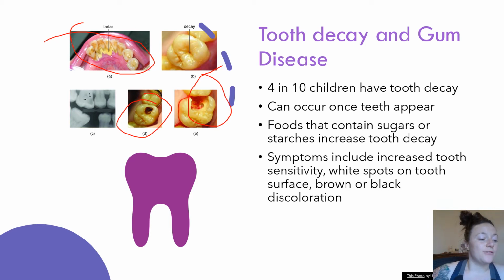The risk factors for increased tooth decay include high levels of bacteria in your mouth. So some people just inherently have more bacteria in their mouth naturally. A diet high in sugar and starches can also be a high risk factor. Having a water supply that doesn't have any fluoride in it.